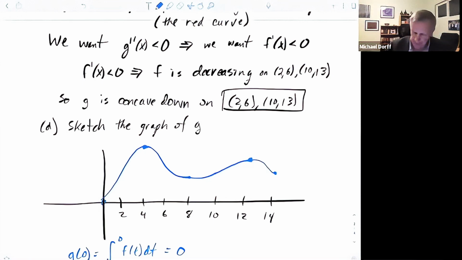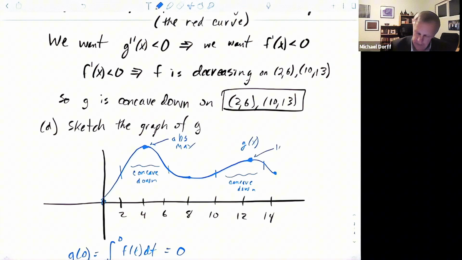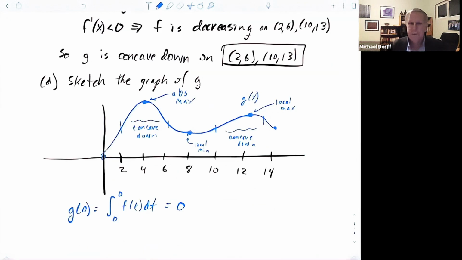And does this match with all of my other aspects? So this is my g of x curve. Is g concave down? From the previous part, part C, we said it's concave down from 2 to 6. And that looks about right. 2 to 6, concave down. Concave down here. And from 10 to 13, it's also concave down. We have an absolute max, we have a local max, and we have a local min. So everything seems to work. All right, hope that helps you.